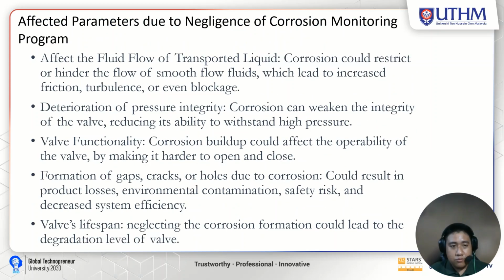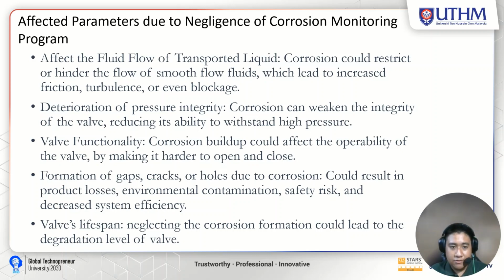Next, I would also like to talk about the affected parameters due to the negligence of the corrosion monitoring program. First of all would be the effect on the fluid flow of the transported liquid. Corrosion could restrict or hinder the smooth flow of fluids, which leads to increased friction, turbulence, or even blockage. This is because the buildup of corrosion within the valve system could cause additional blockage and also would mean that less area of the pipe can be used.